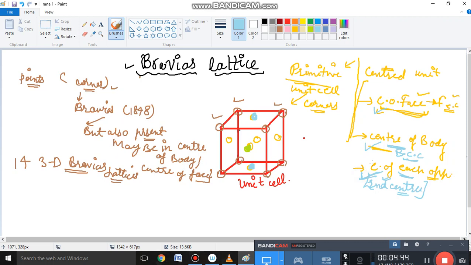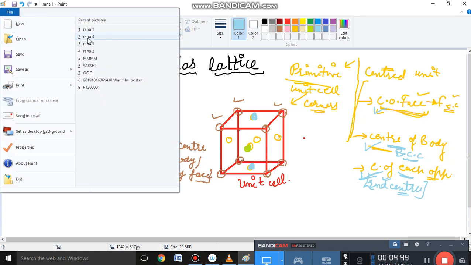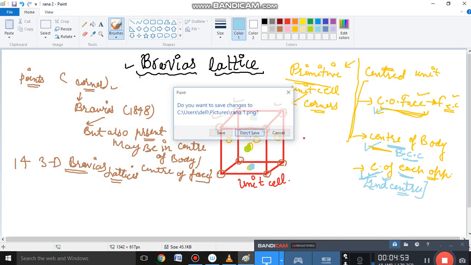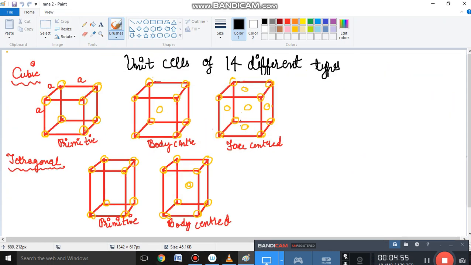Thus it is the representation firstly of the face-centered unit cells, second body-centered unit cells, and third the end-centered unit cells. Okay, then moving on, we will study a little bit more about the unit cells of the 14 different types that are also known as the Bravais lattices.